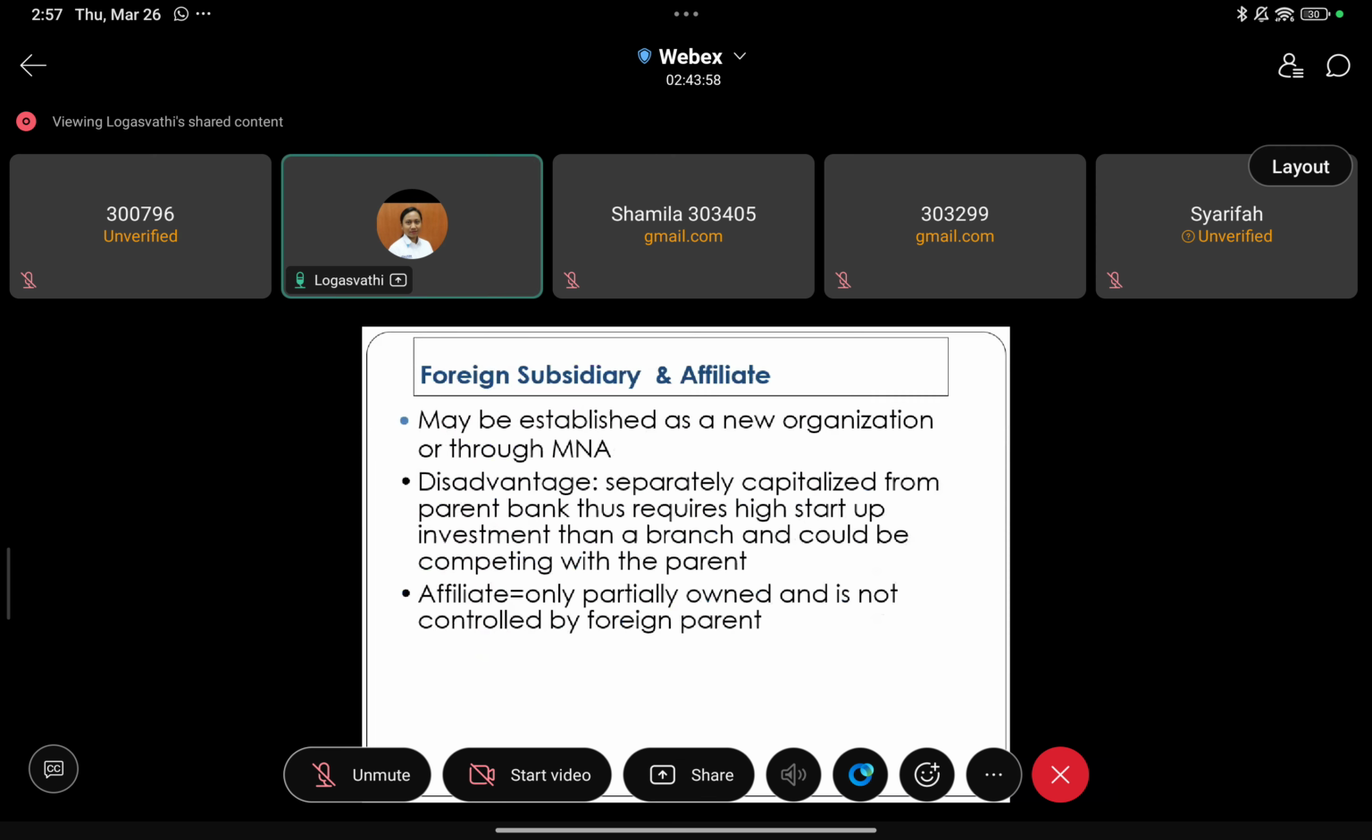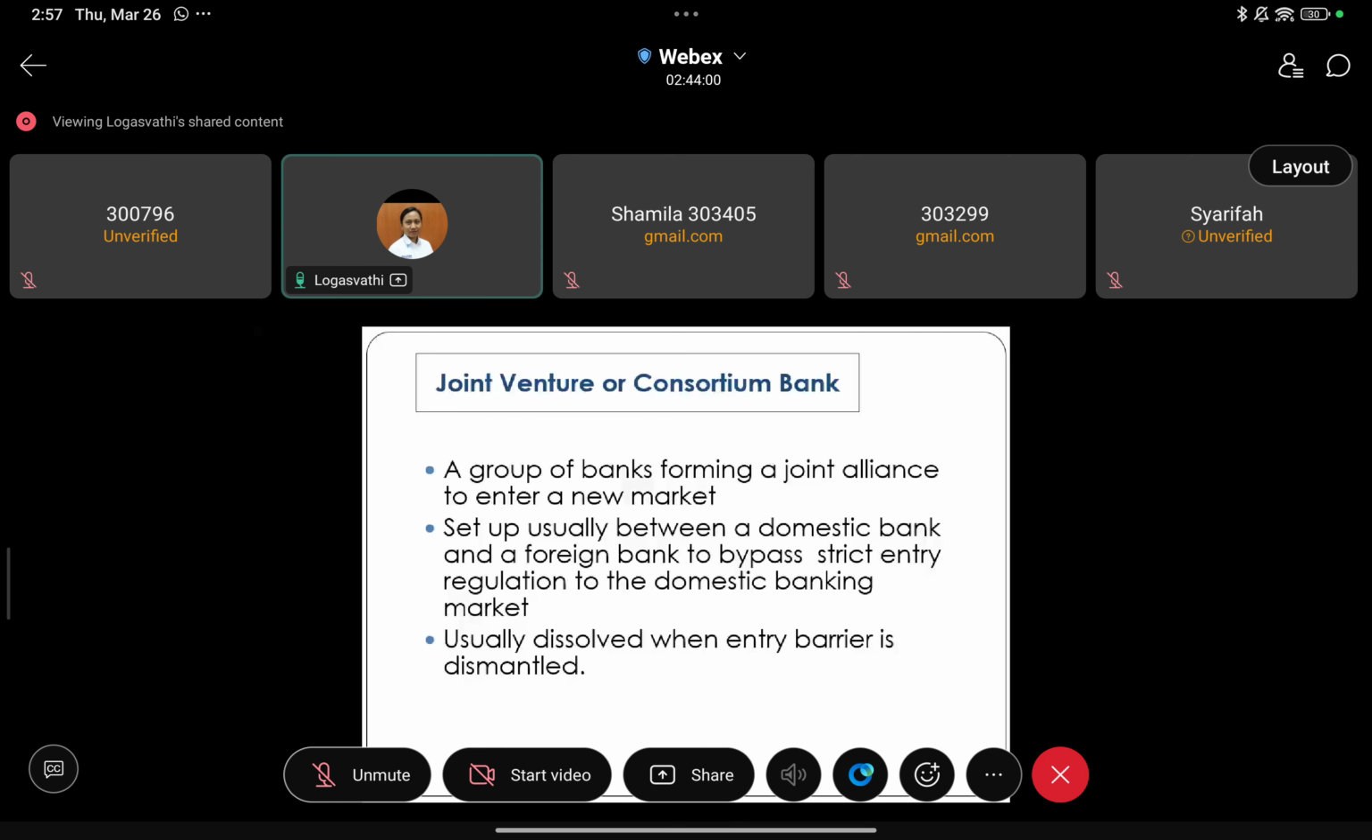The next one we have is the joint venture or consortium bank. A joint venture or consortium bank is a few banks combined into one bank. A plus B equals A, or A plus B equals C. It can be a merger or an acquisition, but a few banks are combined into one bank. Normally this joint venture happens between a local and an international bank, because they want to avoid very strict rules and regulations, and avoid the entry barrier set by the host countries.